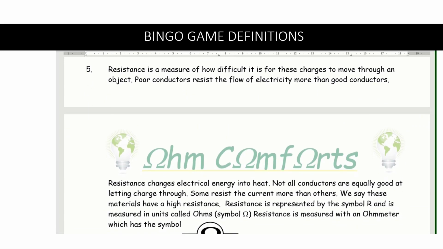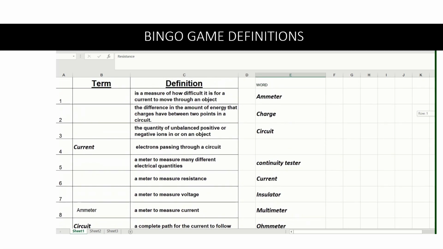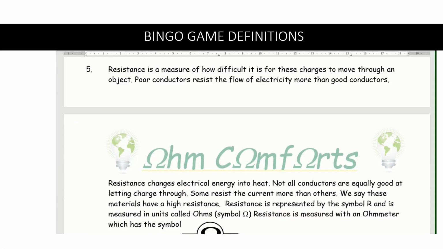Resistance is a measure of how difficult it is for these charges to move through an object. Bingo? Good. So we've got resistance, and resistance is how easy or hard it is, a measure of how difficult it is for current to move through an object. Hope you're keeping up. Resistance changes electrical energy into heat.